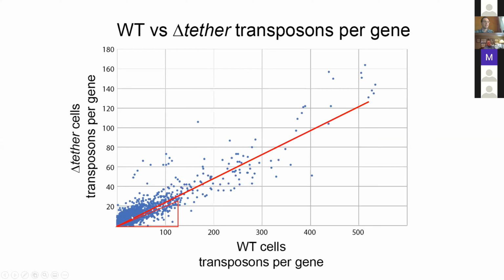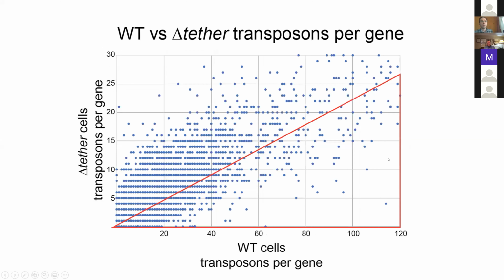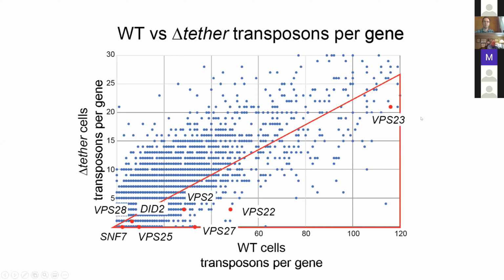Now, since we're really interested in ORFs that are synthetically lethal or sick to delta tether cells, we focused on this region here. I tested many of the best looking hits, but I found that they were false positives. This was because the delta tether library was relatively small, so it was pretty noisy. So to increase my chances of finding true positive hits, I searched for groups of genes that function in similar pathways. And when I did this, I found a group of VPS genes, and VPS stands for vacuolar protein sorting.